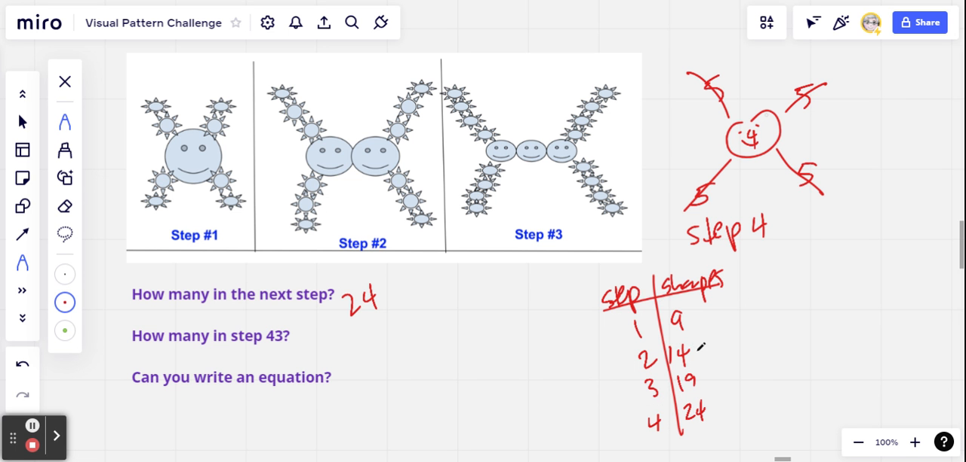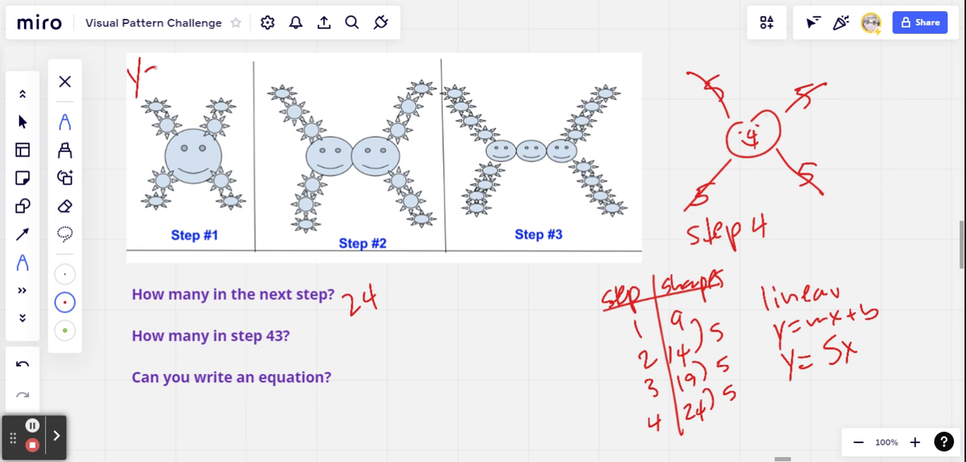So if we take the differences here, 14 minus 9, that's 5. 19 minus 14, 5. And 24 minus 19, 5. So it looks like we have a linear pattern. When that difference between the steps is constant, it's a linear pattern. We can use this equation of a line. So y equals mx plus b. And the m, the slope of the line, is going to be this rate of change, the difference between each step. So we can start with y equals 5x and see how well that describes our pattern.